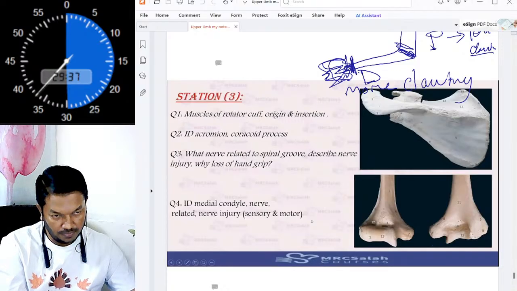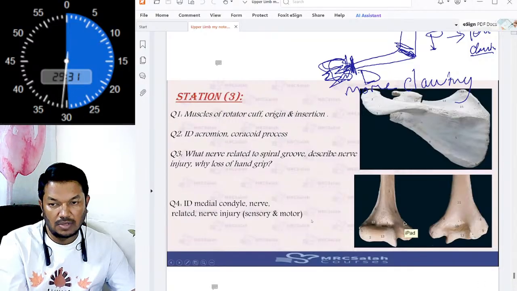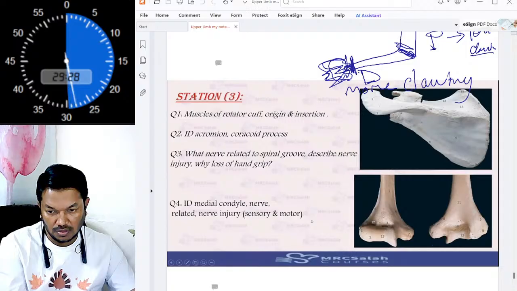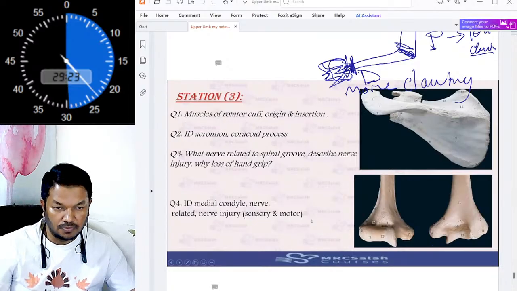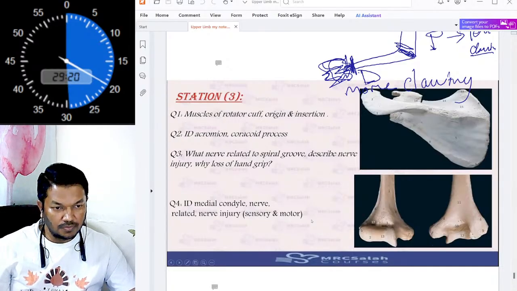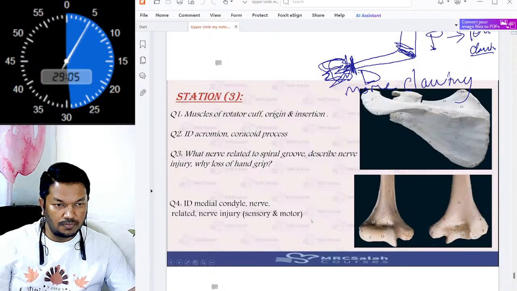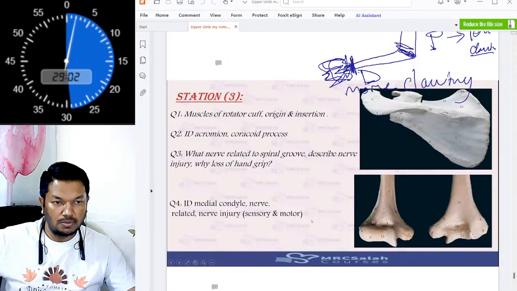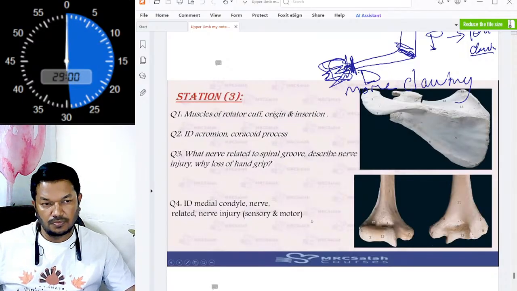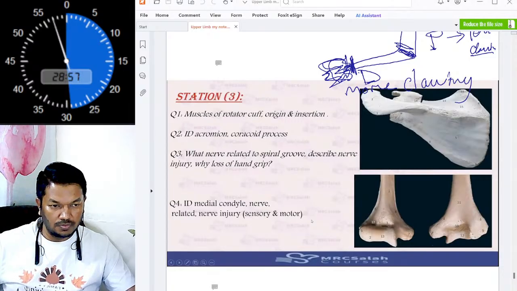Medial condyle is the... actually, because of my camera I can't see the picture. Sorry. Zoom, oh yeah, now I see. Number 7 is the medial condyle, and the nerve is the ulnar nerve. The sensory loss is the medial one third of the palmar and dorsal aspect of the hand, and motor supply to the flexor muscles. Ulnar claw hand with ulnar paradox.